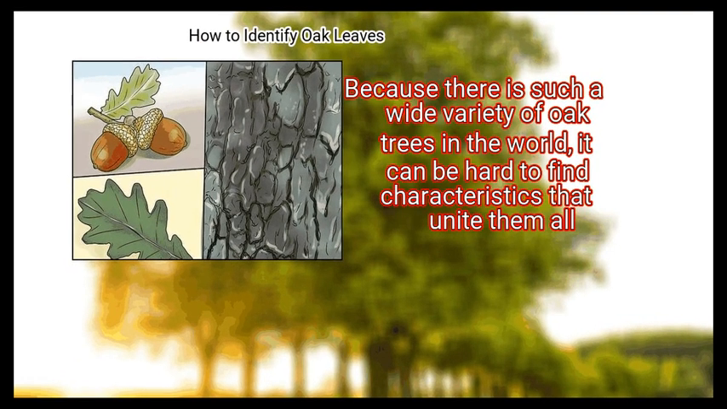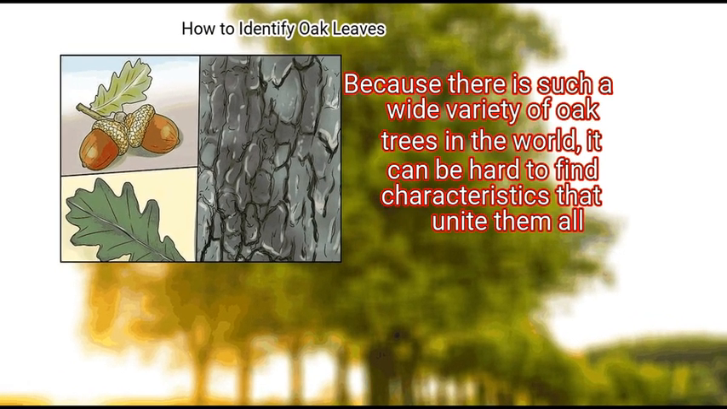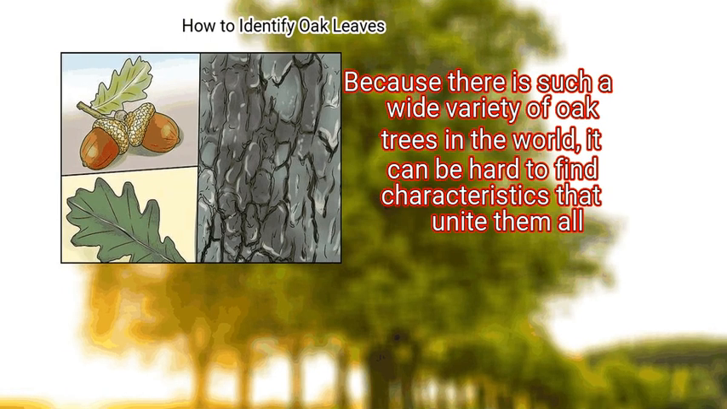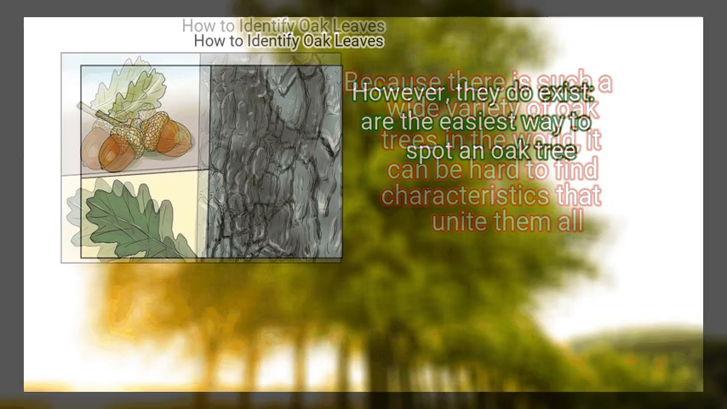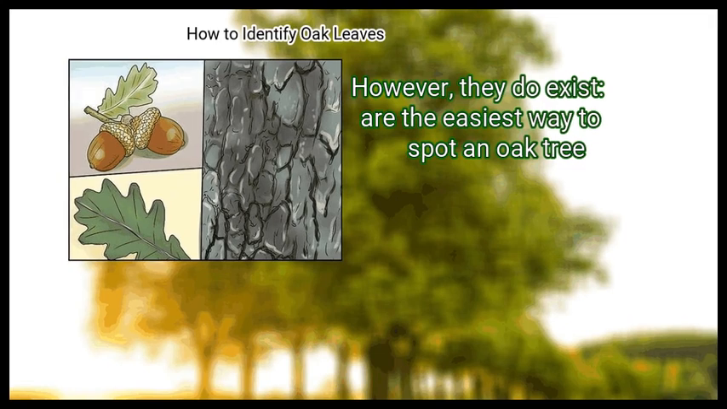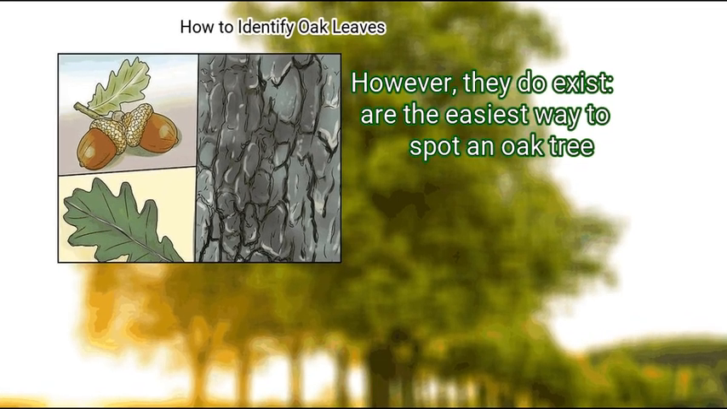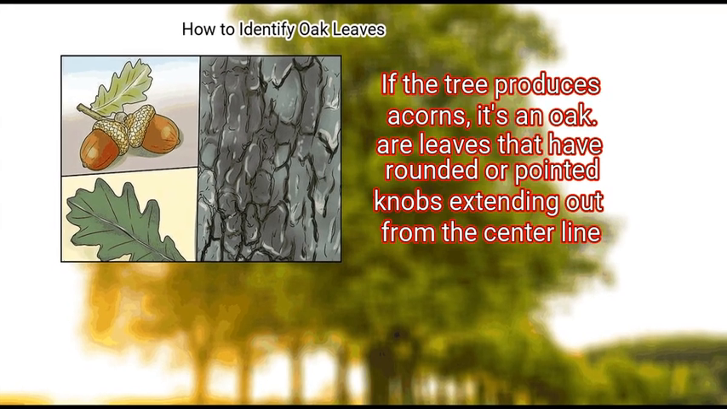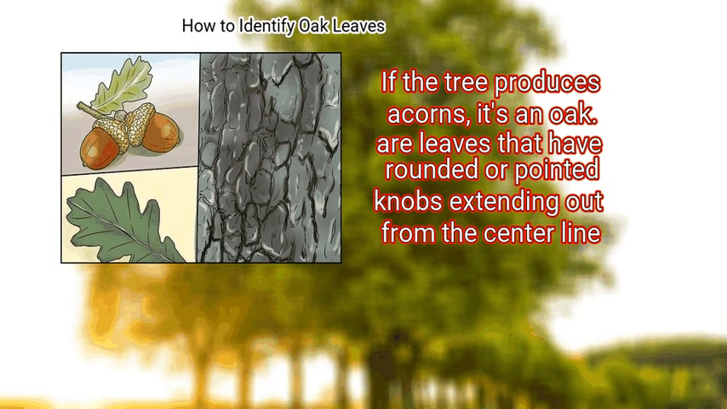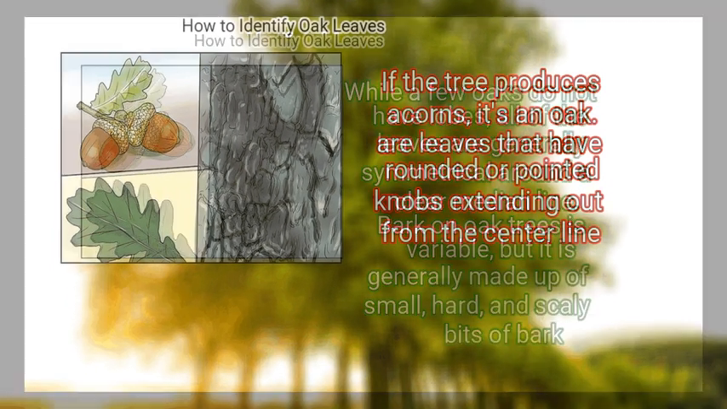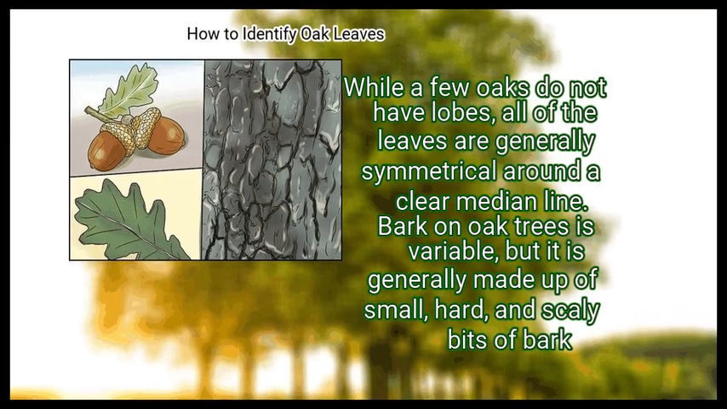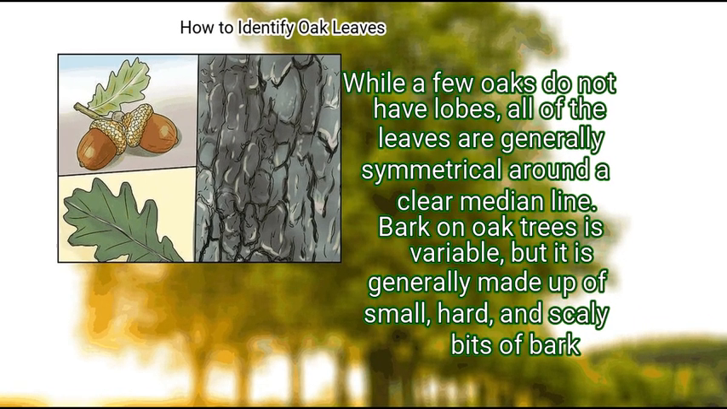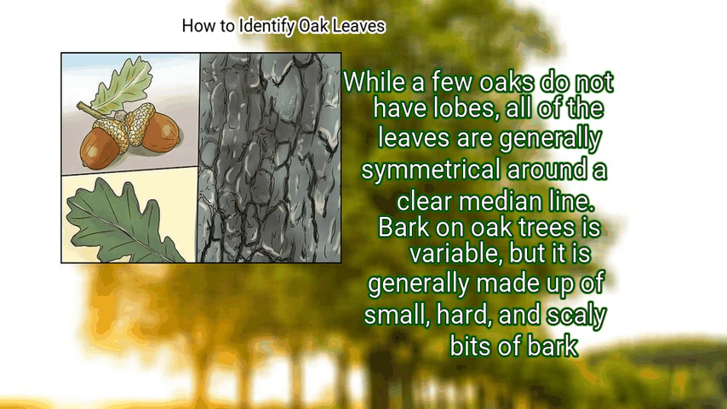Because there is such a wide variety of oak trees in the world, it can be hard to find characteristics that unite them all. However, they do exist. Acorns are the easiest way to spot an oak tree. If the tree produces acorns, it's an oak. Lobes are leaves that have rounded or pointed knobs extending out from the center line. While a few oaks do not have lobes, all of the leaves are generally symmetrical around a clear median line.